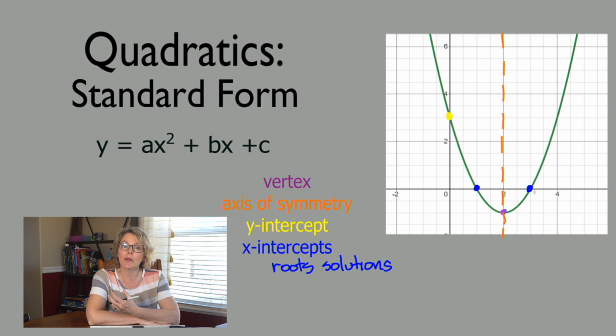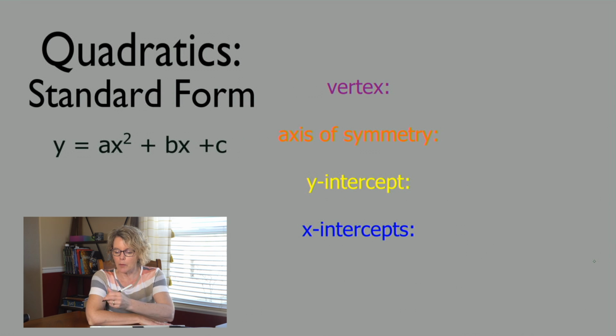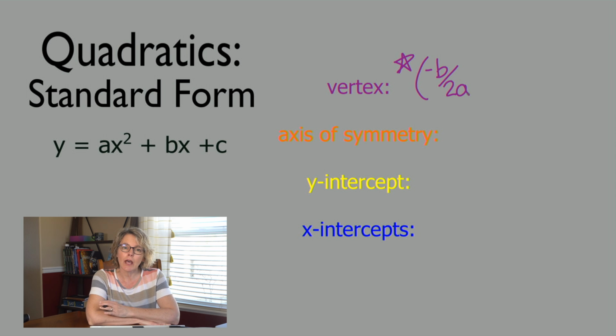Now let's go through what the standard form of a quadratic actually can tell us. First up, the vertex. The vertex is not intuitively obvious from the standard form of an equation. We have to remember a formula, and this is very, very important. It is negative b over 2a. We put the negative b value over 2a, and that gives us the x value of the vertex. Don't worry, we'll practice that.